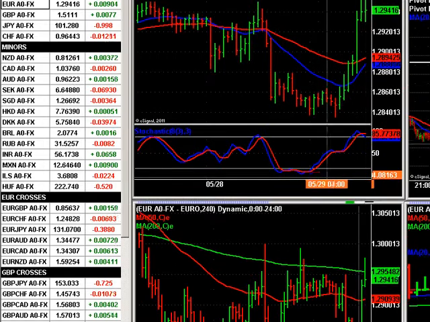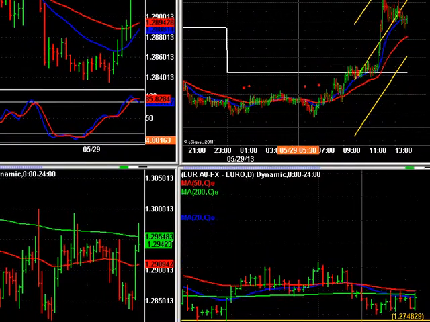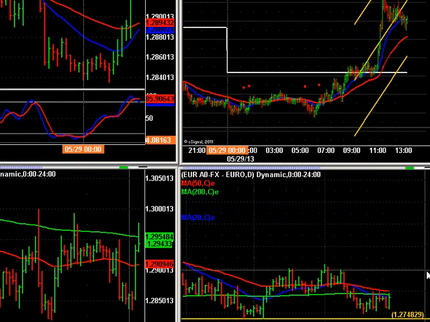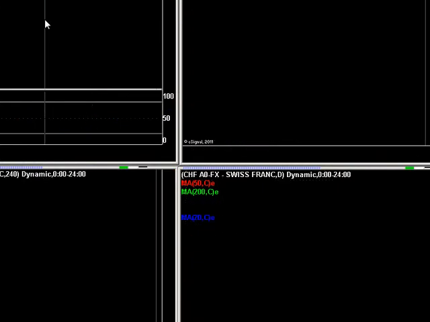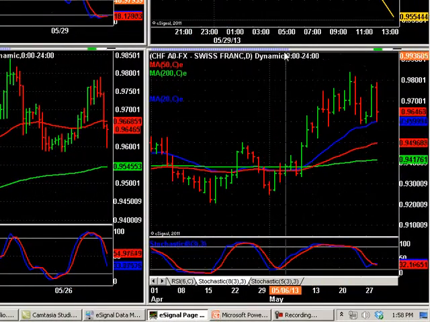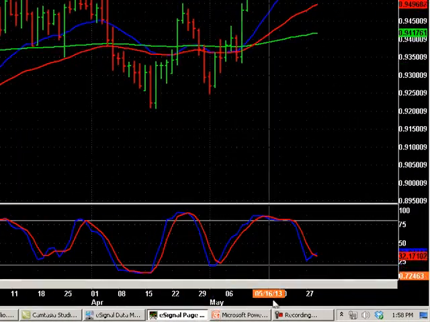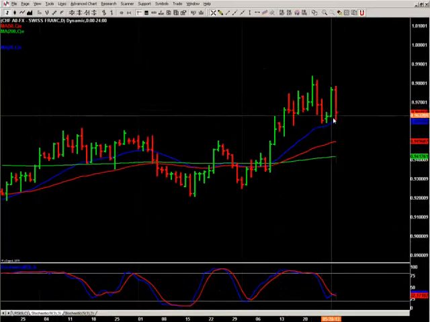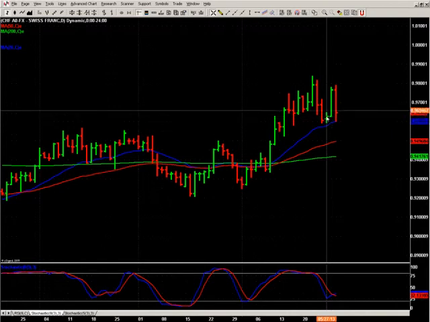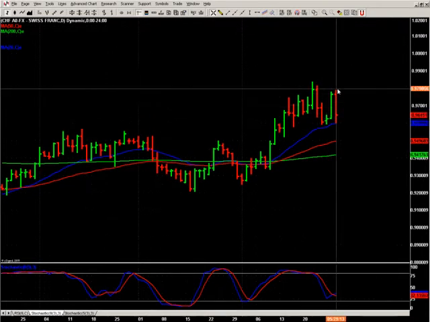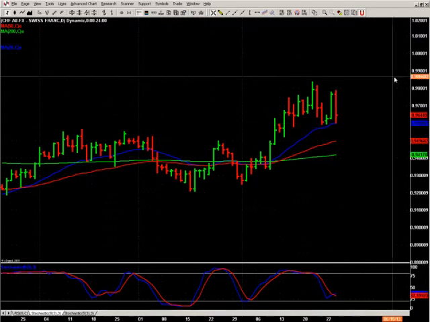The euro is very messy and choppy. It looks very similar to cable, although cable is not as messy. Swiss is a similar story to the one on Japanese yen, giving higher highs and higher lows. It gave a false signal here, inside bar there, due to the low volatility on Monday, bank holiday, triggering, and now it reversed big time.